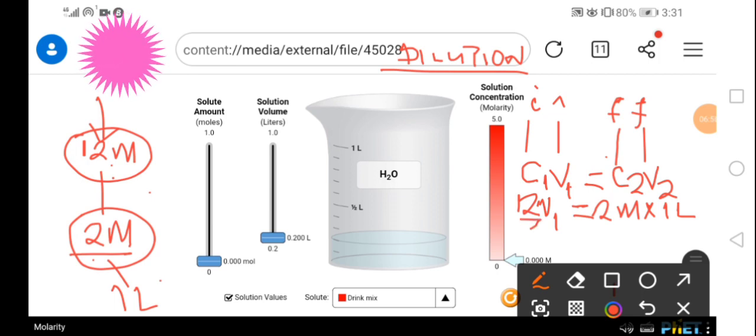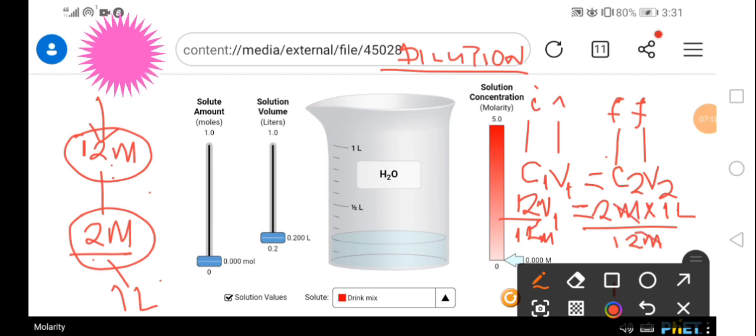So you are going to divide both sides by 12 molar over 12 molar. Molar and molar cancel, because 2 times 1 is 2. So V1, the volume we are going to get from the container, will be nothing else but 2 divided by 12, which will be 0.2. So the volume we are going to get from the container will be just 0.2. I am just demonstrating the concept of how we do it.